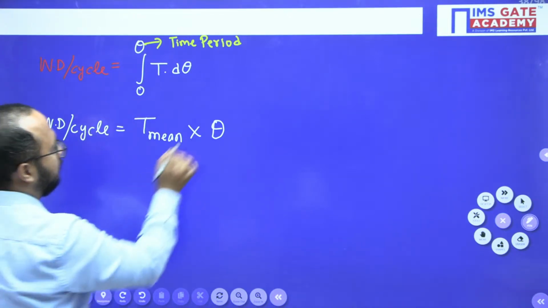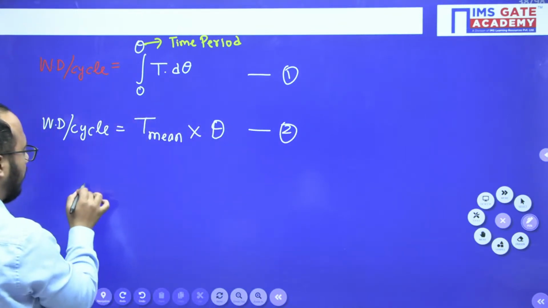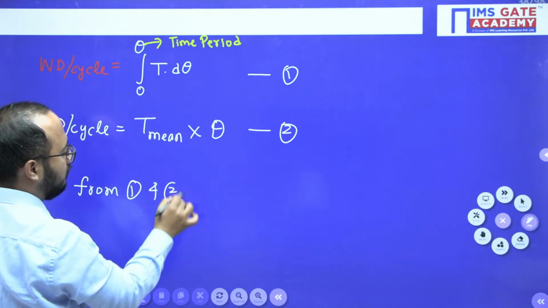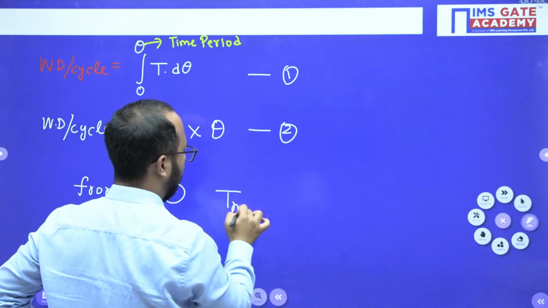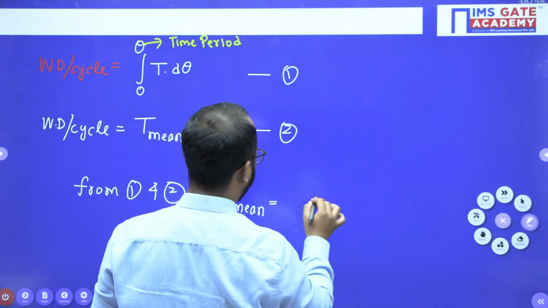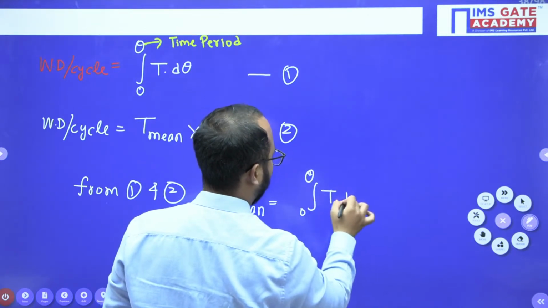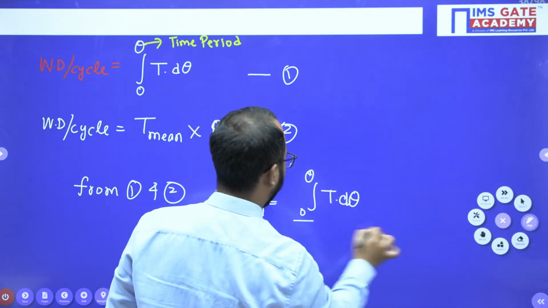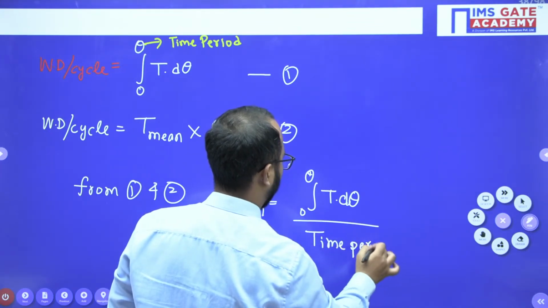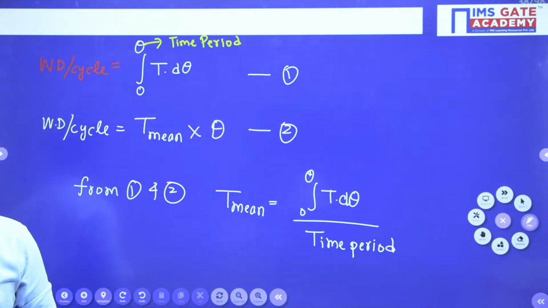So from equation 1 and 2, if you have to calculate mean torque, we can use both equations 1 and 2. Mean torque will be equal to the integration from 0 to θ of T dθ divided by time period. This formula you can utilize here in order to calculate the mean torque.